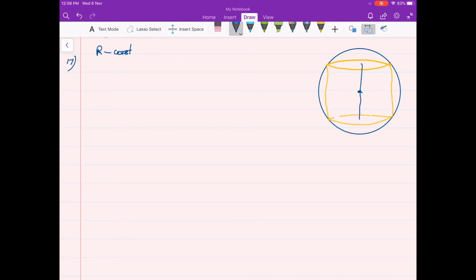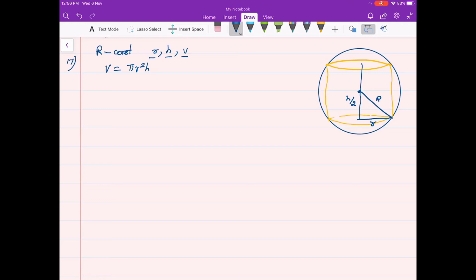Radius of the sphere is R. Center of the sphere will be the midpoint of the height of the cylinder. So, this will be h by 2. Let the radius of the cylinder be small r. So, r, h and V are the radius, height and volume of the cylinder. We have to maximize the volume. Volume of the cylinder formula is pi r square h. We have to change it in terms of one variable.